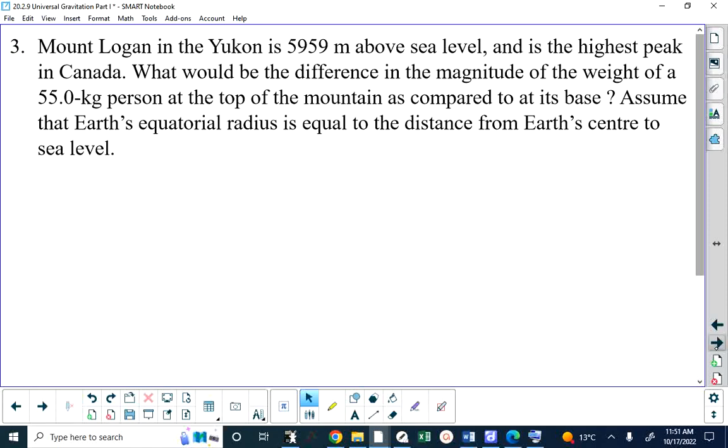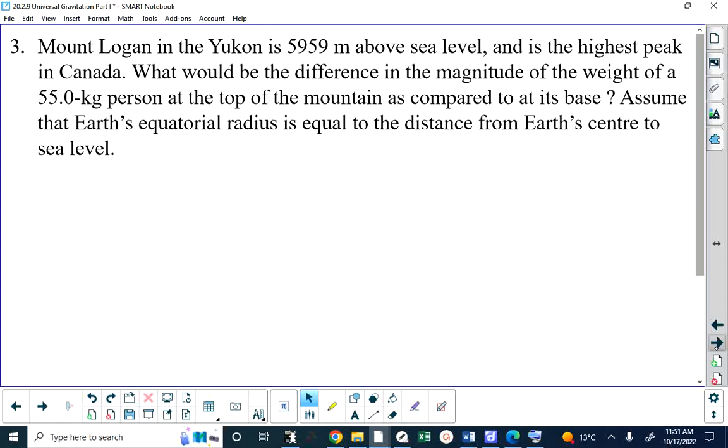Mount Logan is in the Yukon and it's 5,959 meters above sea level and is the highest peak in Canada. So we assume that sea level represents the average radius. I know that some of you might quibble with that, because where the water is, you have mountains that are higher, so you would think the average radius is higher. But the Earth goes below the water in the oceans, so the average radius of the mass tends to be at sea level.